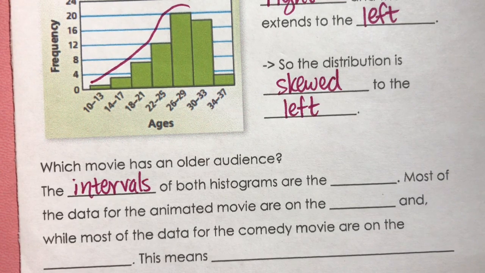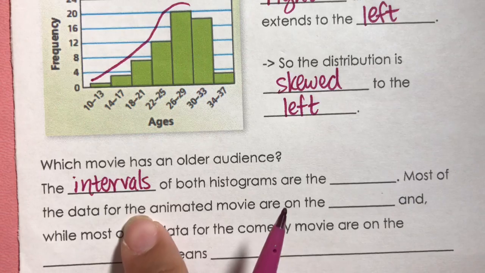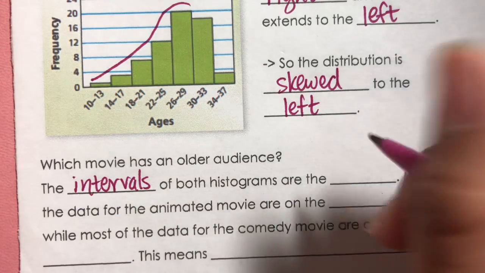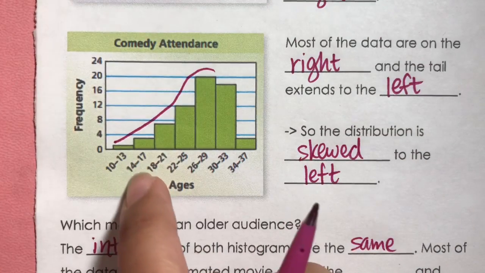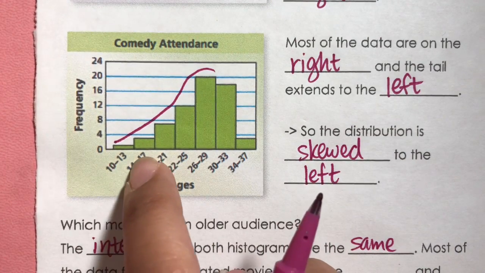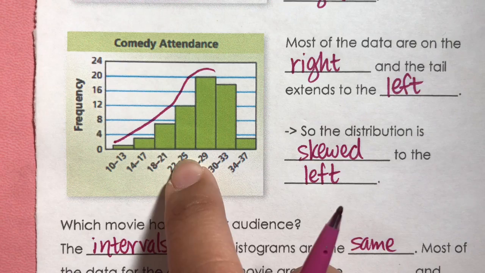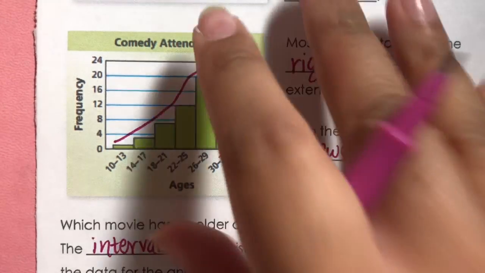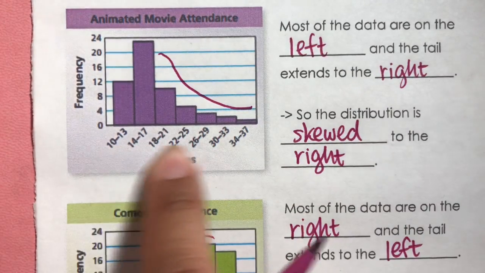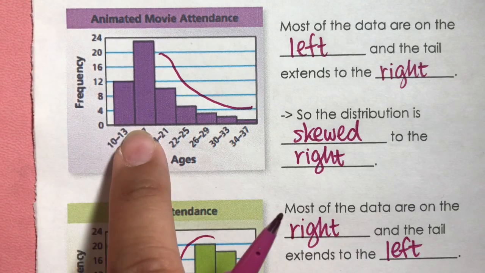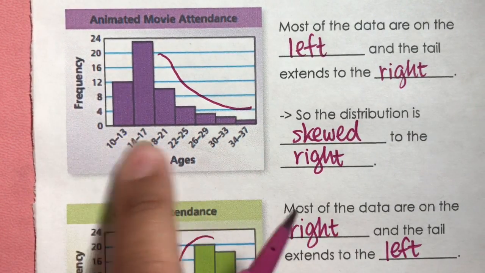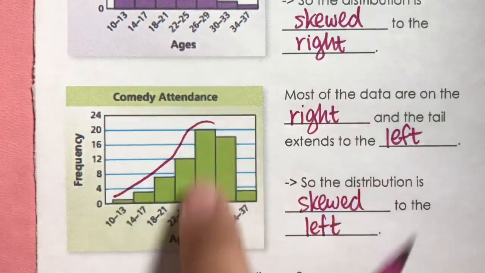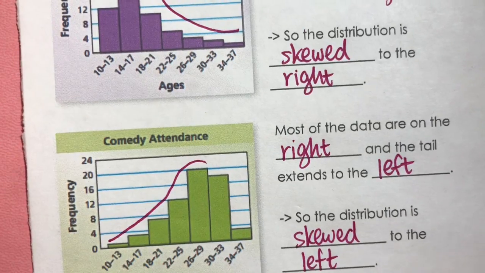Okay, so all right, what I was saying, the intervals of both histograms are the same. Intervals meaning these intervals, so 10 to 13, 14 to 17, 18 to 21, 22 to 25, and so on and so forth, the ages. Same thing here. It's the exact same intervals, not the frequencies up here. The intervals are the same, so we can compare them both exactly.